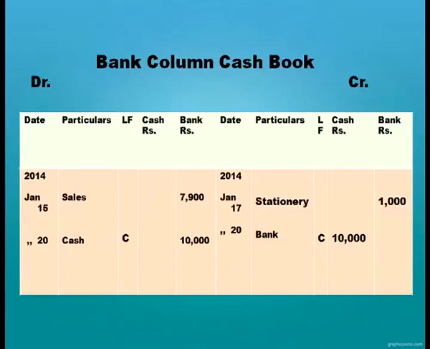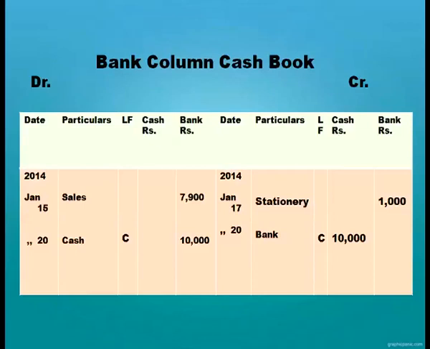Sales made and payment received by check. So, in the bank column, you have to write the amount. Bank balance increases. As it is a receipt, you are posting on the debit side of the cash book to sales. January 17th, paid stationery and payment is made by check. So, by stationery, amount in the bank column.